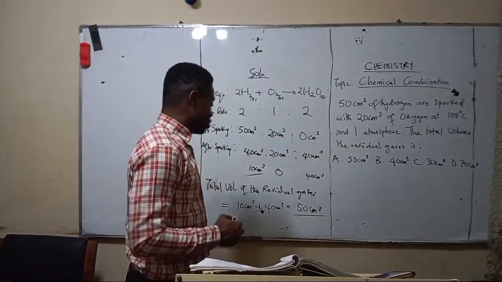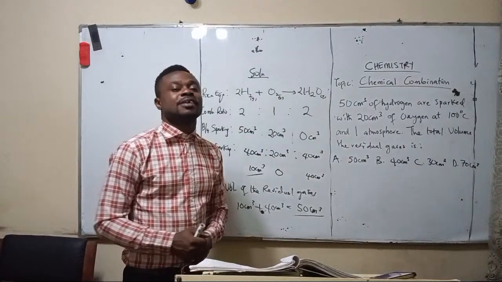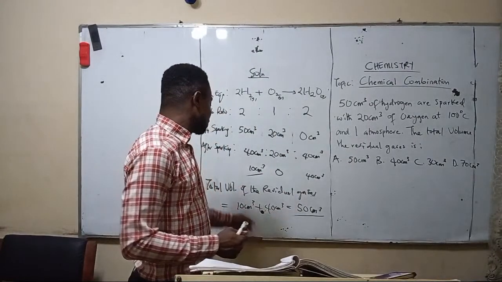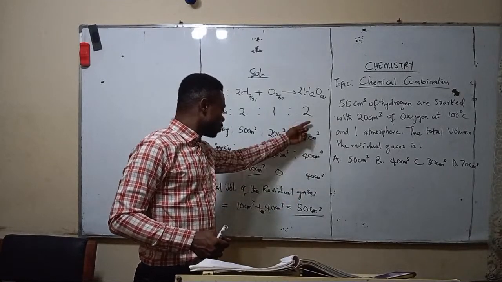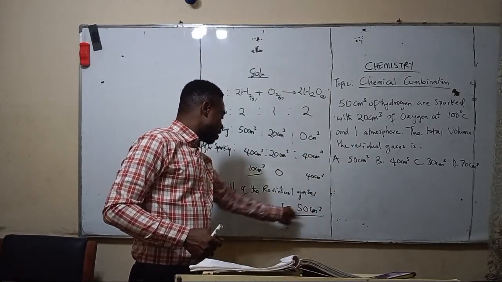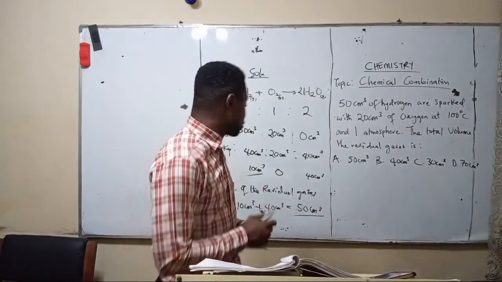50 cm3. That's the volume of the gases that remain residual after the whole thing. So it's 10 cm3 of hydrogen, 40 cm3 of gaseous water. Everything will go what? 50 cm3. So the answer to the question is 50 cm3.